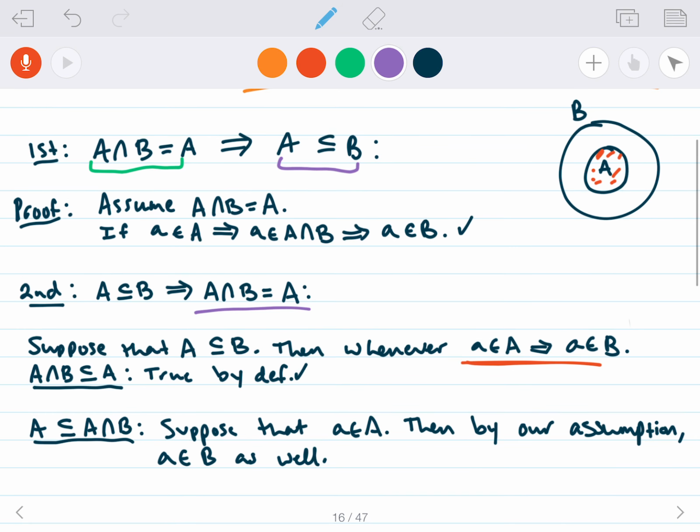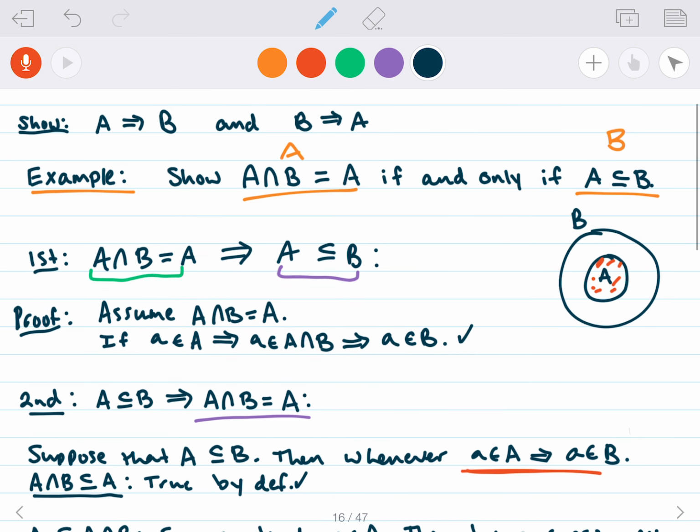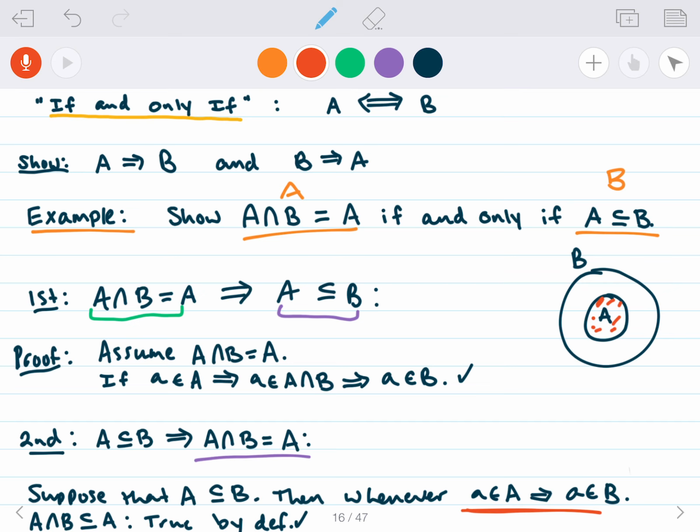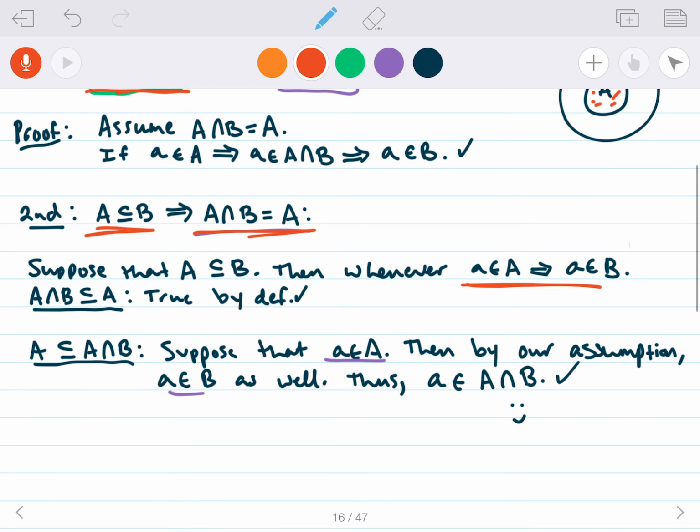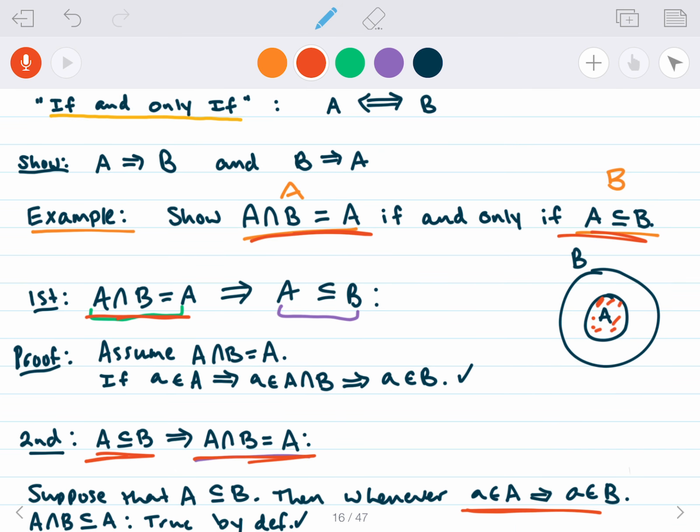So remember what it means to be in both A and B. It means that it's in the intersection of A and B. Thus, little a is in the intersection of A and B, and we are done. So we have shown if and only if. Just to recap, with an if and only if, you always want to prove both directions. So the thing before the if implies the thing after the if, and then you want to show the thing after the if implies the thing before the if. That's how you do an if and only if proof with sets.